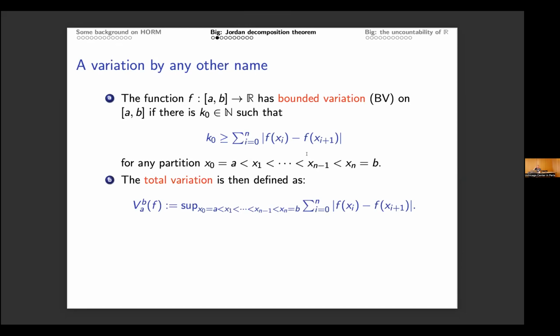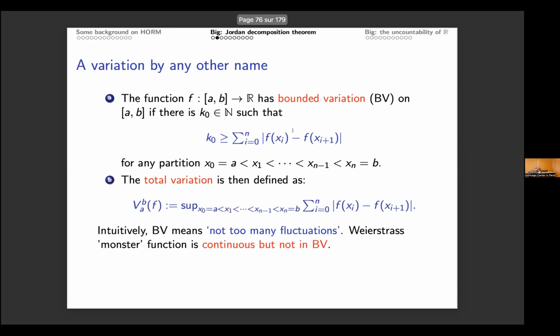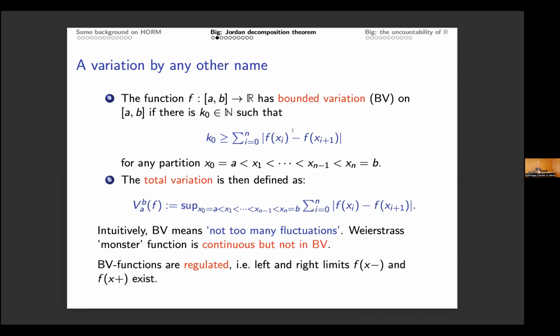The total variation is defined as this supremum, which may or may not exist in RCA0 little omega. So when I say bounded variation, I mean this definition, which was the original one used by Jordan, by the way. For example, Weierstrass's monster function, which is continuous but not differentiable anywhere, is not in BV. So we're really just above continuous functions, literally. This is like real analysis 101. And so, for example, bounded variation functions are regulated. The left and the right limits always exist.